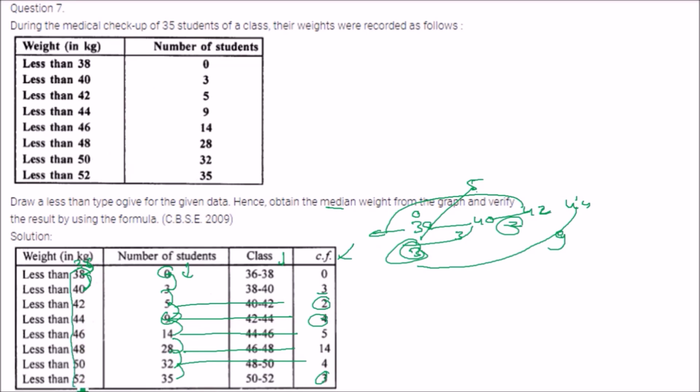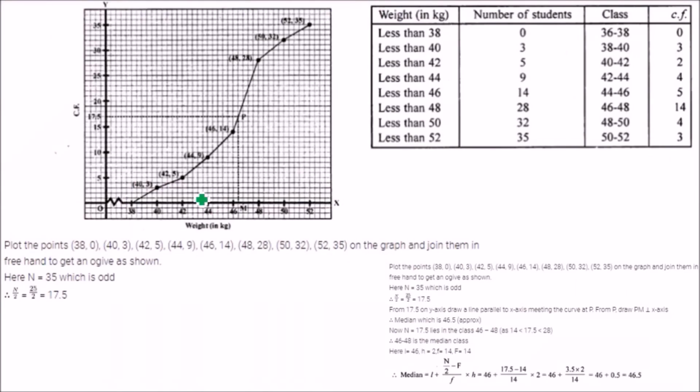So x coordinate will be this, y coordinate will be this. So this is the graph we can draw. So x is 38, y is 0. So it will remain here. Let me take some other point. X is 46, y is 14. So it will be somewhere here. This is another point. Let me draw the last one. X is 52, y is 35. So this is our last point. So this will be our freehand ogive.